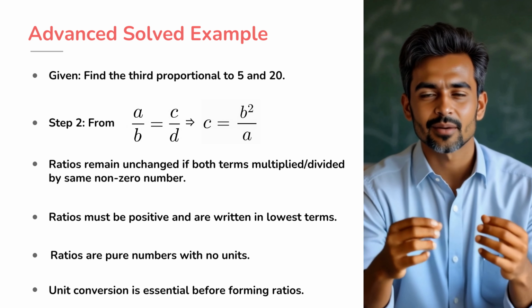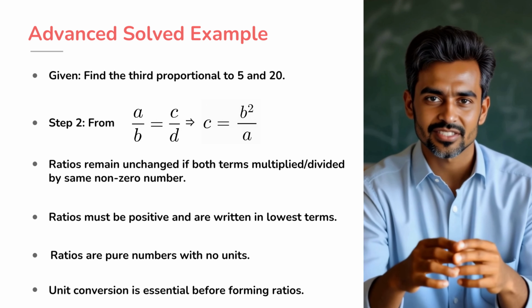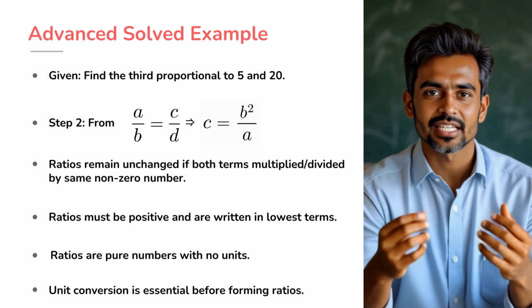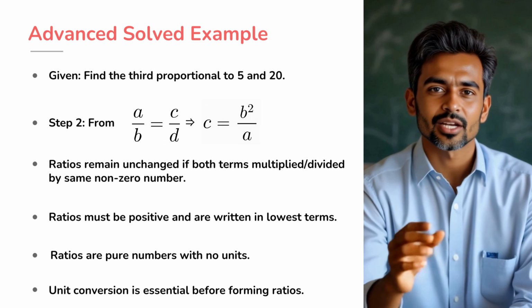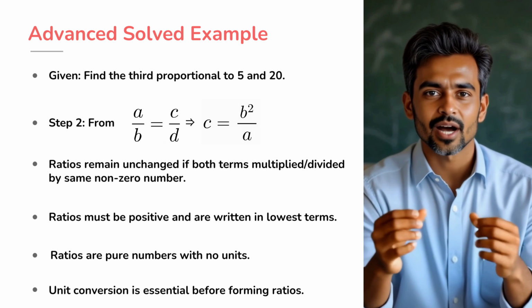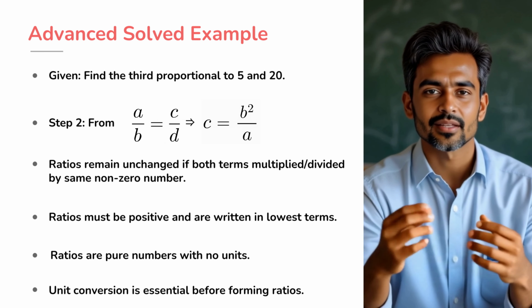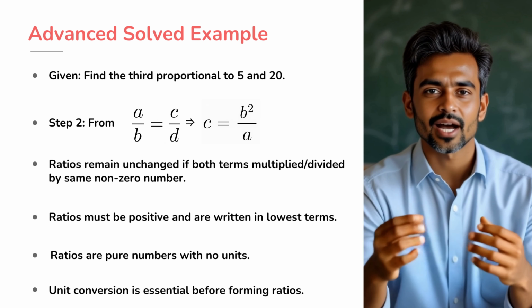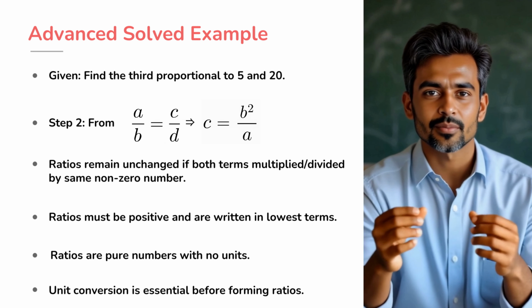Let's solve one exam-style problem. Find the third proportional to 5 and 20. Step 1. If a divided by b equals b divided by c, then c is the third proportional. Step 2. From the rule, c equals b squared divided by a. Step 3. Substituting a equals 5 and b equals 20, we get c equals 20 squared divided by 5. That is 400 divided by 5, which equals 80. So the third proportional to 5 and 20 is 80. Notice how the method flows directly from the cross-product rule.